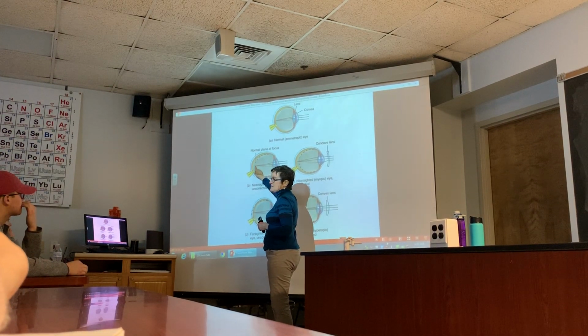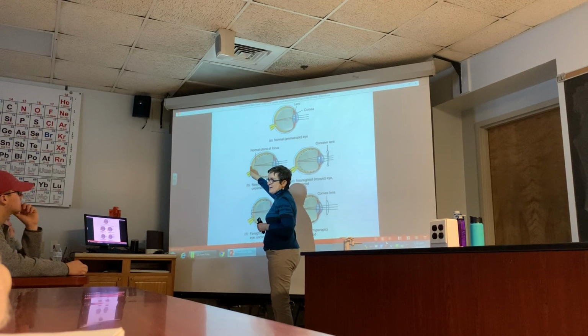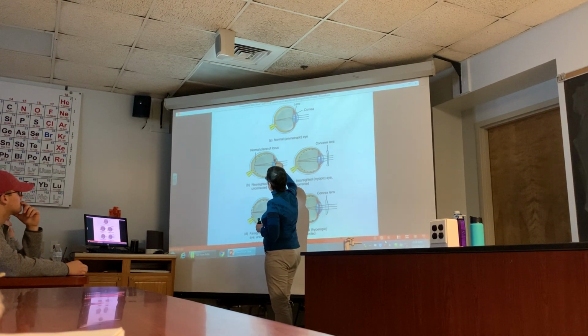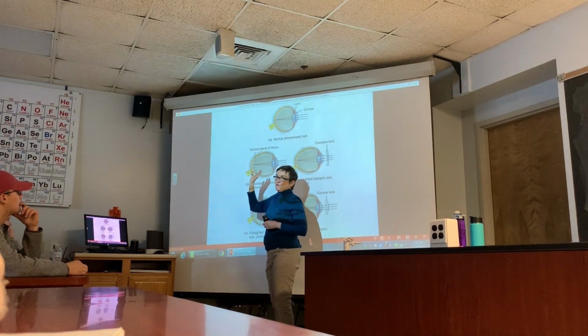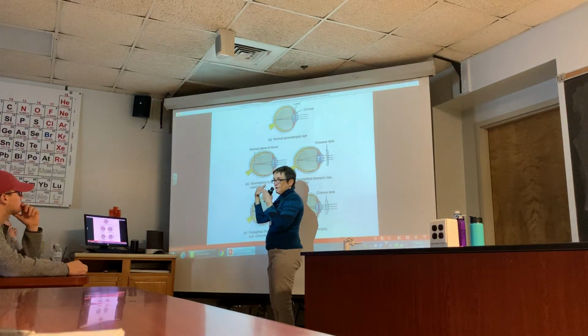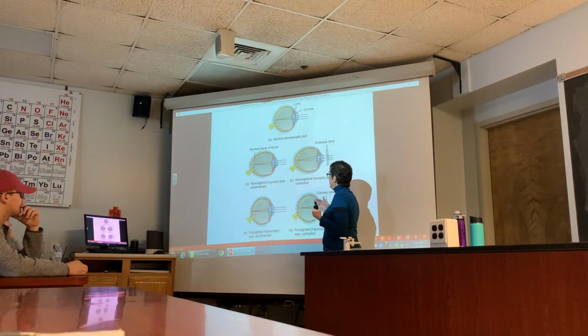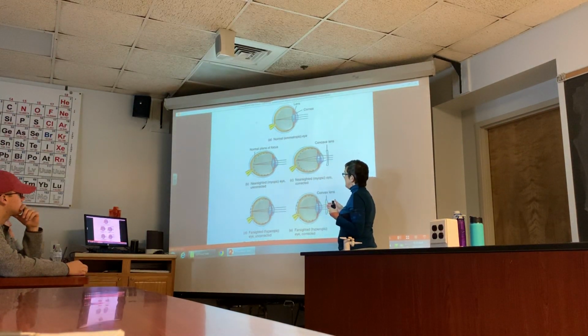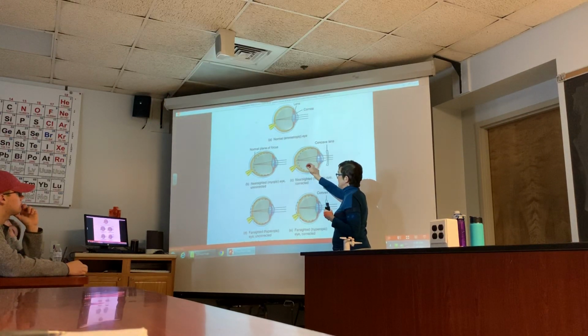So you're trying to focus it at where it should be, when in fact it's back here. Or if you've got a normal eye but thicker than normal lens, it's over focusing, so it's putting it in front of the retina as well. And that's why you end up being nearsighted.